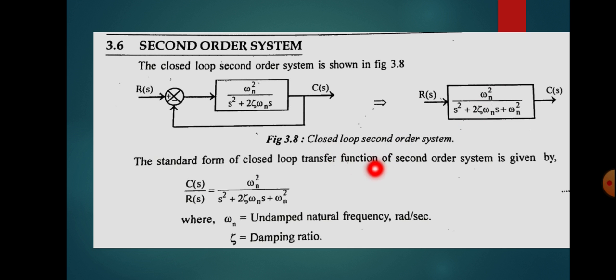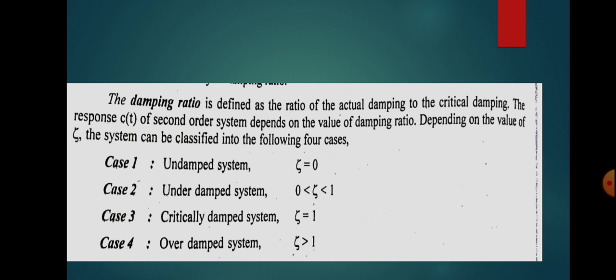Here we can write the transfer function equation as C(s) by R(s) equal to omega n square divided by s square plus 2 delta omega n into s plus omega n square, where omega n is the undamped natural frequency, expressed in radian per second, and delta is the damping ratio. We can define the damping ratio as the ratio of actual damping to the critical damping, and the response c(t) of a second order system depends upon the value of the damping ratio.